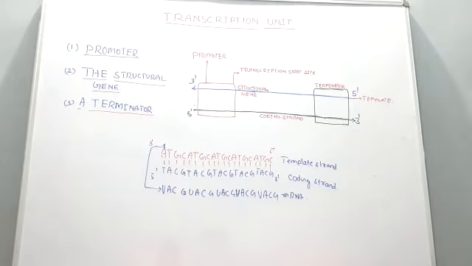Next comes structural gene. The second part is structural gene. It is also a part of the DNA which is present between the promoter as well as terminator. So this is present at the center of the promoter and terminator. Now, where is the terminator situated? The terminator is located at the 3' end of the coding strand.